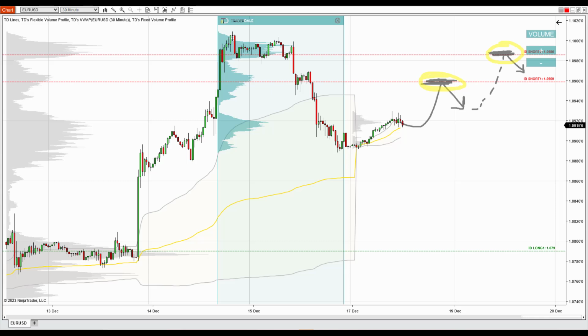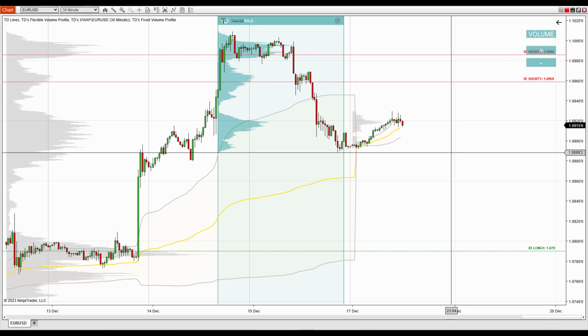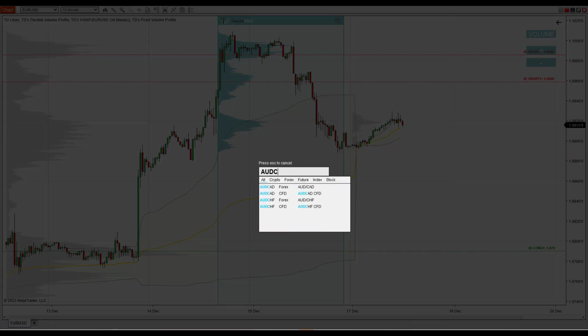This helps me to better time my trade entry and also to manage my trade and get most of it. That's about the euro dollar. Let me now switch over to the next chart, and it will be the Australian dollar Swiss franc.